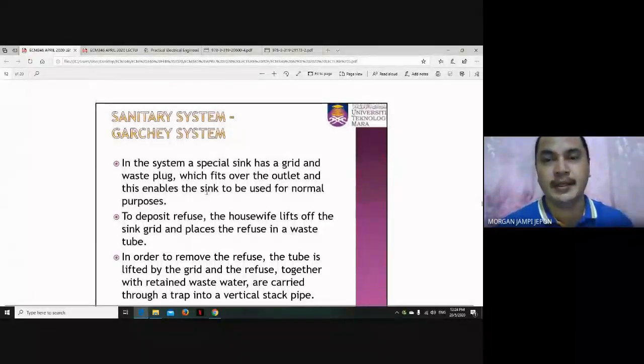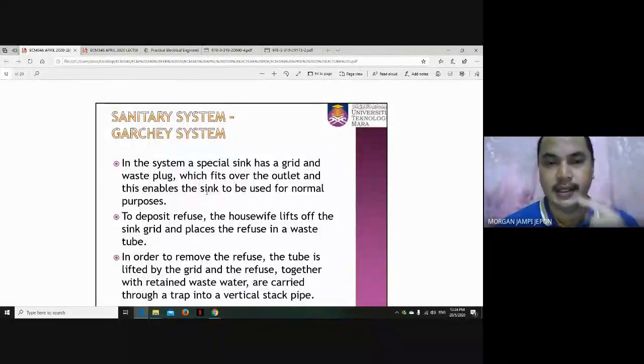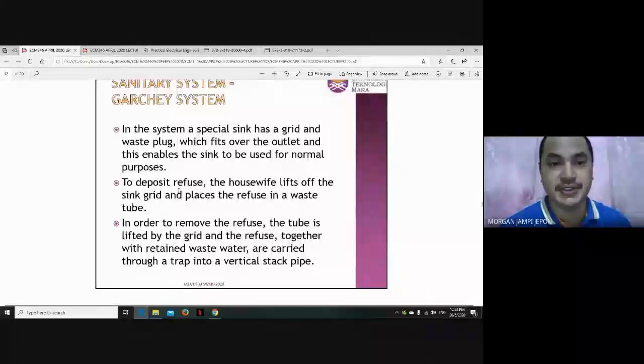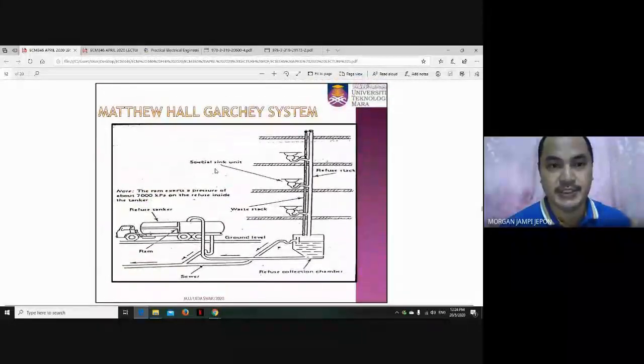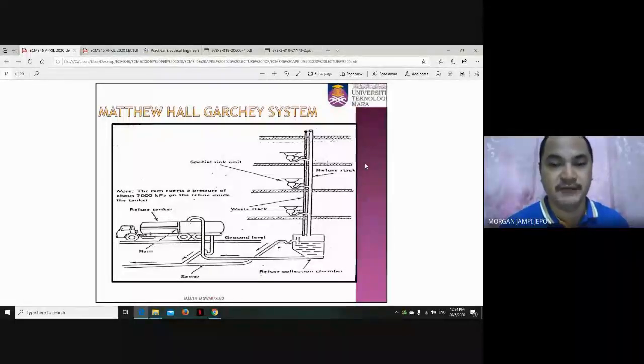So now we already touched on the cold water supply and hot water supply, and now it is on the sanitary system in the building. And this system, the first one, is called the Garchi system. Please read this on your own because I'm going to explain this on the picture. So this is the picture of the Garchi system. The exact name is Matthew Hall Garchi system because the inventor is Matthew Hall Garchi. But in short, we call it the Garchi system only.